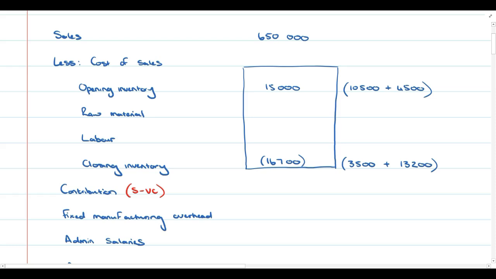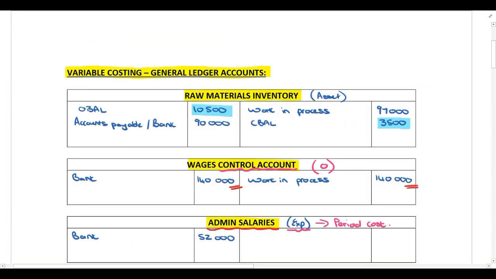Please note, in this question, we didn't have any work in process. If we did have work in process, you would also include those values in your opening and closing inventory. Then for raw material, please note this must be the raw material that you actually purchased during the period. So we purchased raw material to the value of 90,000 Rand.